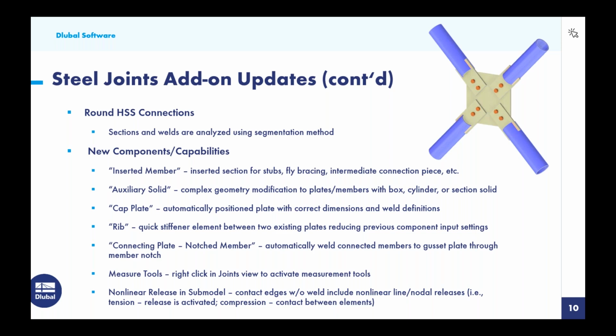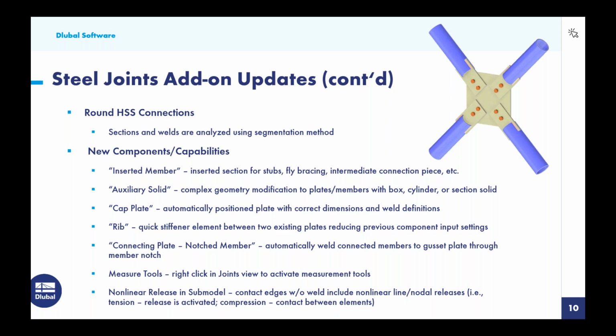So sometimes with plates or members, we require some modifications that are rather complex. So these new auxiliary solids with boxes, cylinders, or sections allow us to make these modifications, such as a plate cut, again, for more complex geometry. We also have added a cap plate. So this automatically positions the plate with the correct dimensions and weld definitions, for example, to the top of a member.